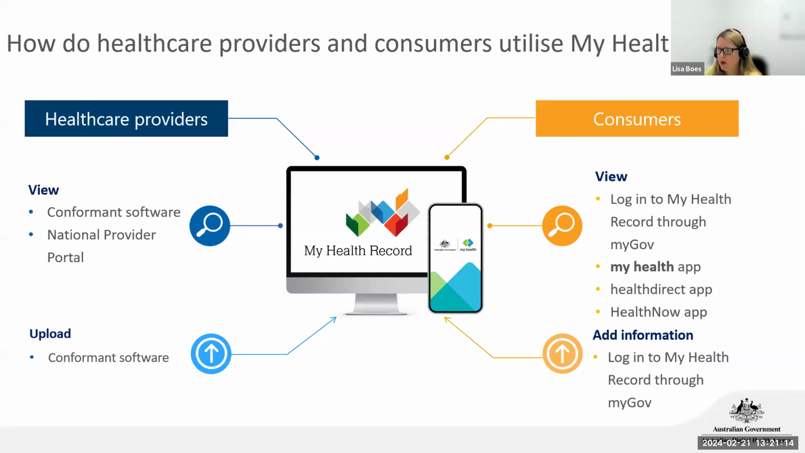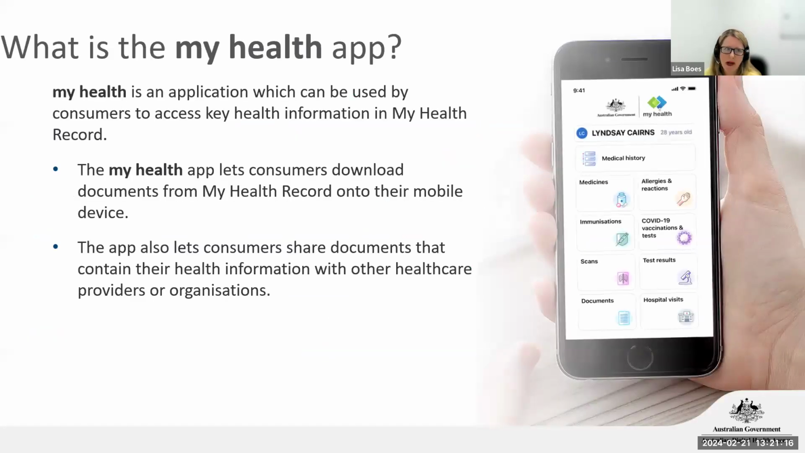So the next slide, we're going to talk a little bit about what the My Health app is. Basically, it's a patient-facing consumer application developed by the Australian Digital Health Agency. It can be used by the My Health Record owner or holder, as well as any authorised or nominated representatives they may have to access the key health information in My Health Record.